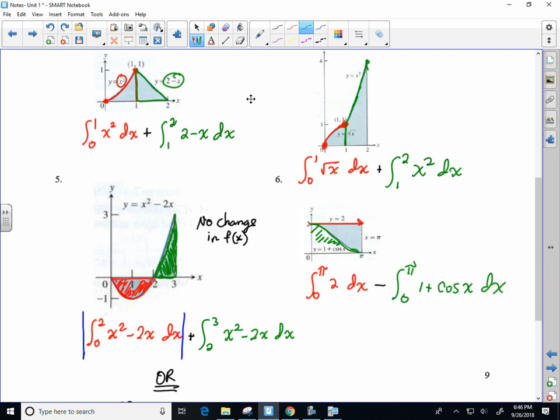Would I have done it wrong if I wrote 2 pi? In this case, based on the directions, yeah, because it said write an integral or a sum of integrals. So you'd have to have your entire expression made up of integrals. I feel bad taking off the credit, though.